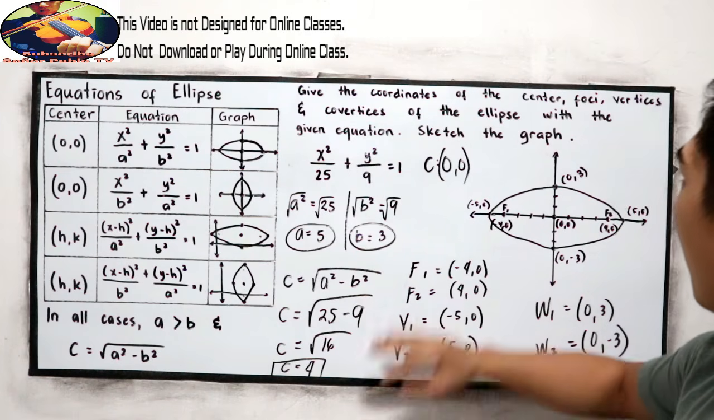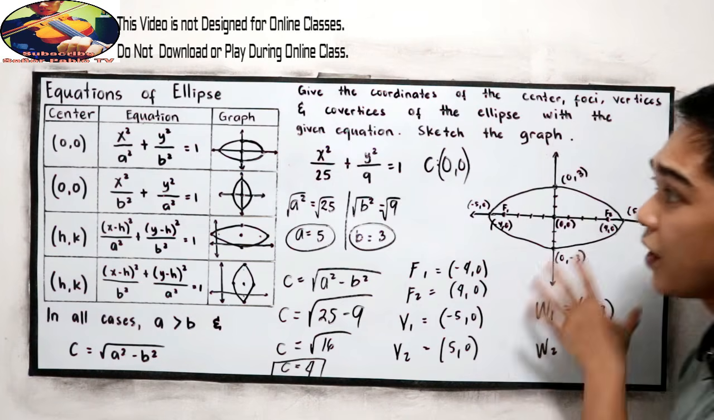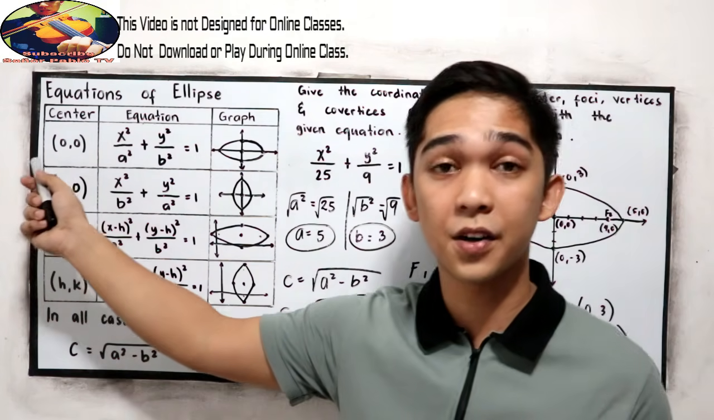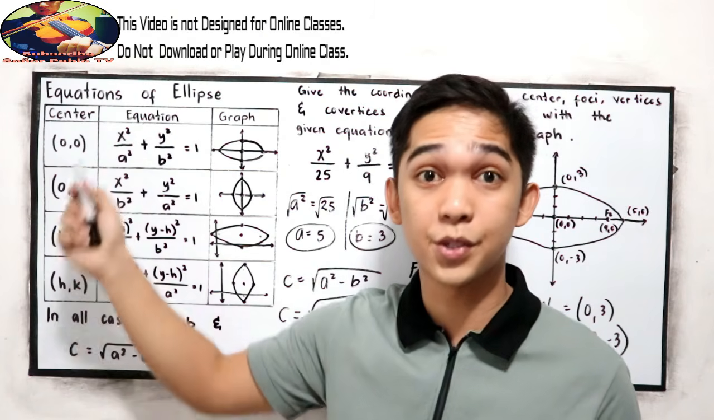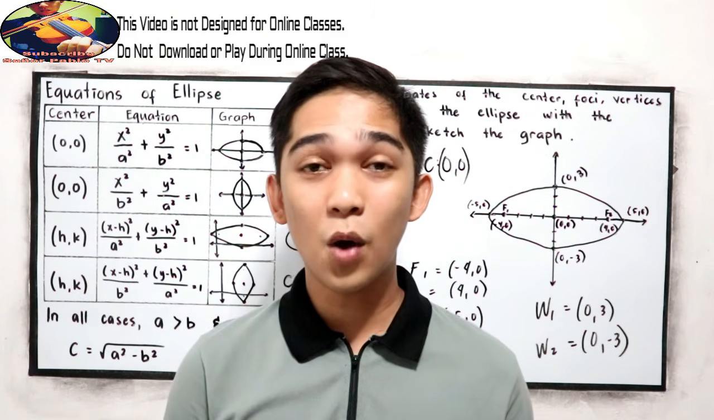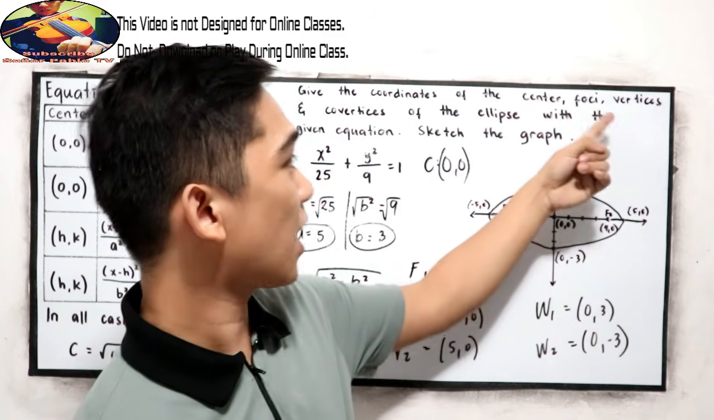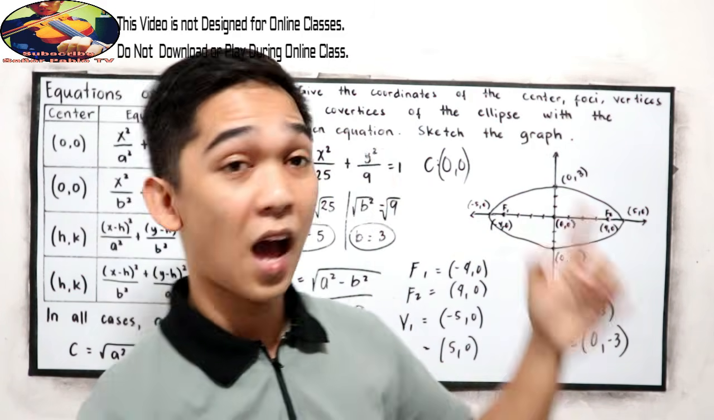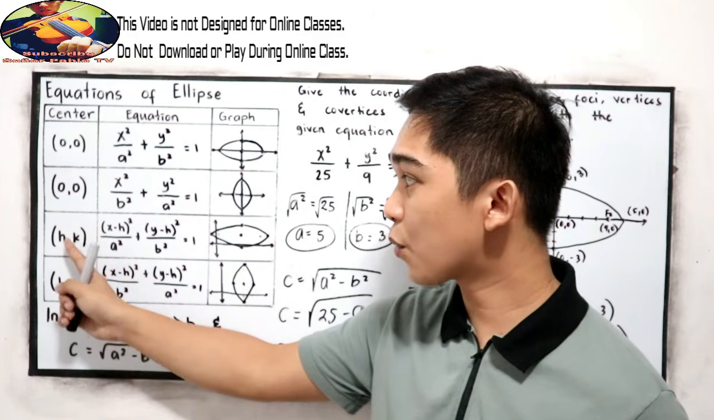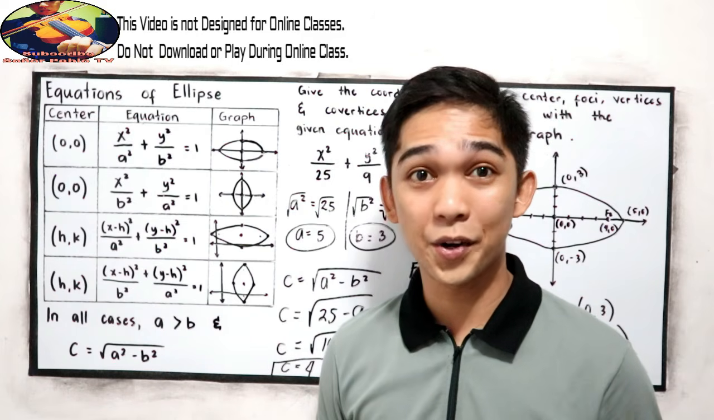That's on how to find the center, foci, vertices, co-vertices, and sketching the graph given our equation in center with the center 0, 0. In our next video, how are we going to find our center, foci, vertices, co-vertices, and how to graph if we have our center at HK? Stay tuned for our next video.